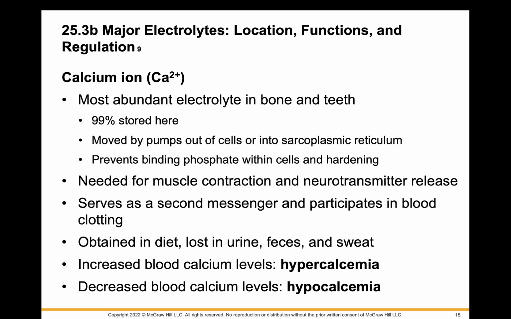Calcium, remember, is needed for muscle contraction and the release of neurotransmitters. It serves as a second messenger and plays a role in the clotting of our blood. Generally, we obtain calcium from our diet, and it is going to be lost in our urine, feces, and sweat. Increased levels of calcium are known as hypercalcemia, whereas decreased blood levels of calcium are known as hypocalcemia.